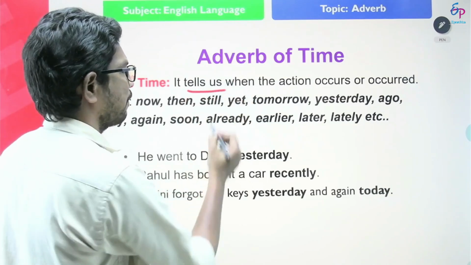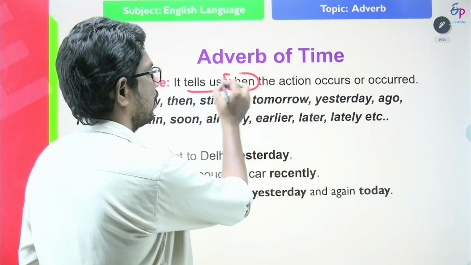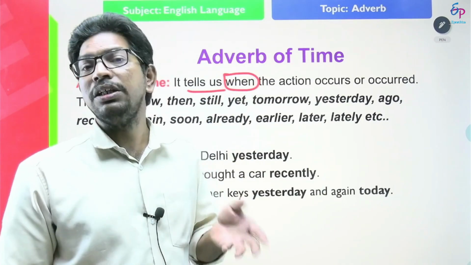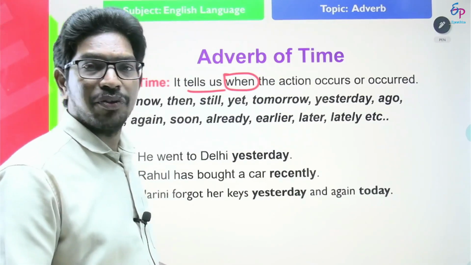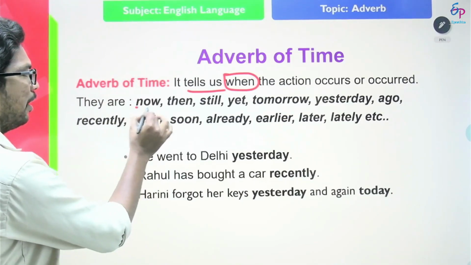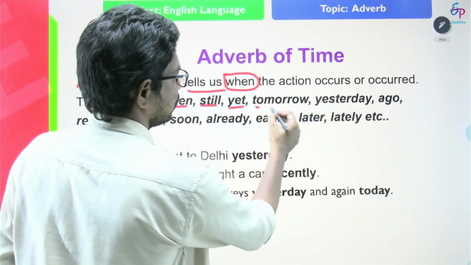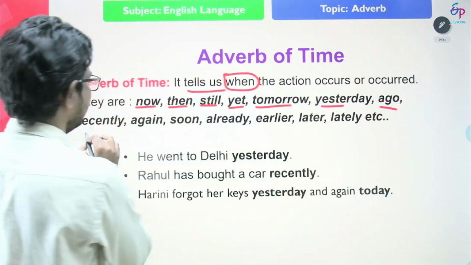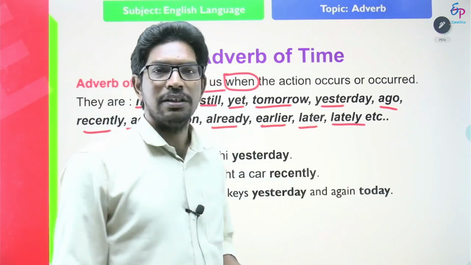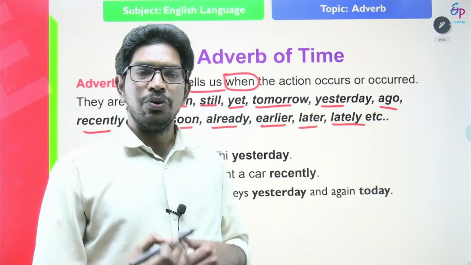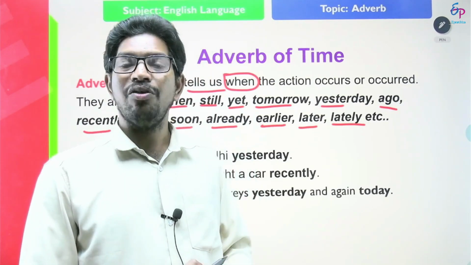It tells us when the action occurs or occurred. So what are those adverbs of time? They are now, then, still, yet, tomorrow, yesterday, ago, recently, again, soon, already, earlier, later, lately, recently. So the words which are used to indicate time are called adverbs of time.